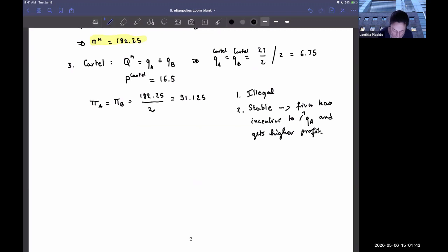So the cartel solution, each firm will get a profit of 91.